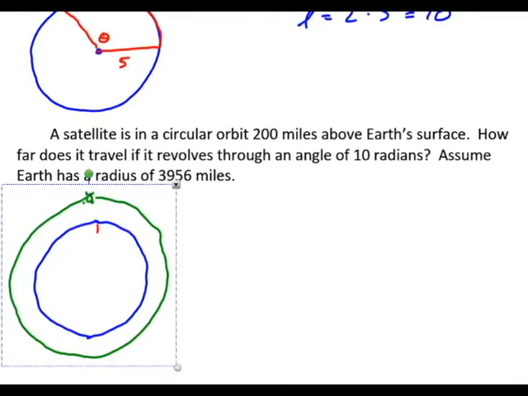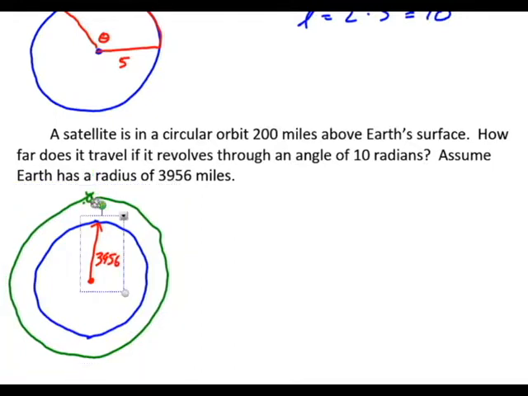Earth, we're told, has a radius of 3956 miles. And the satellite is in a circular orbit 200 miles above the surface. So what that's going to do is add 200 to the radius. So this is plus another 200. So that's the twist in this problem. The real radius of the satellite's orbit is 3956 plus 200, which is 4156 miles.